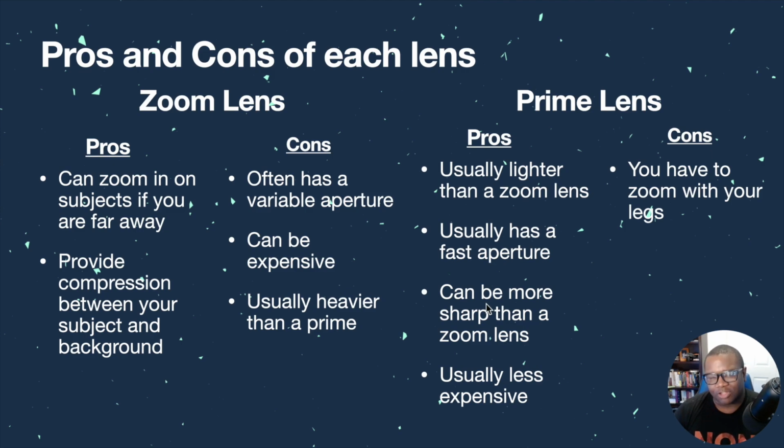Now, there are professional zoom lenses that stay at a fixed aperture of f2.8, no matter how you zoom. Now, my 24 to 70, which is a zoom lens, that's a 2.8. And it stays at 2.8 from 24 millimeters all the way up to 70. And then I also have a 70 to 200, 2.8. And that, again, stays at 2.8 from 70 all the way out to 200.